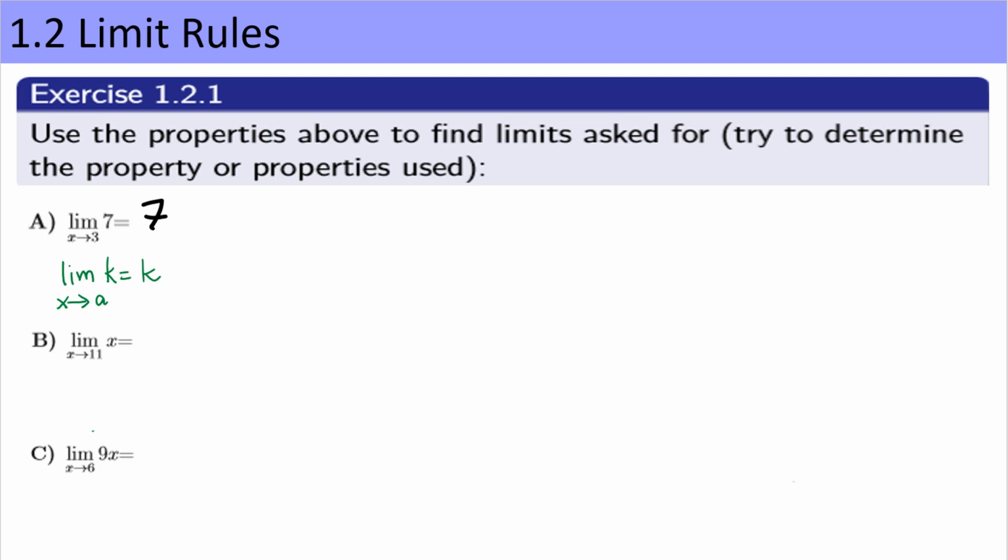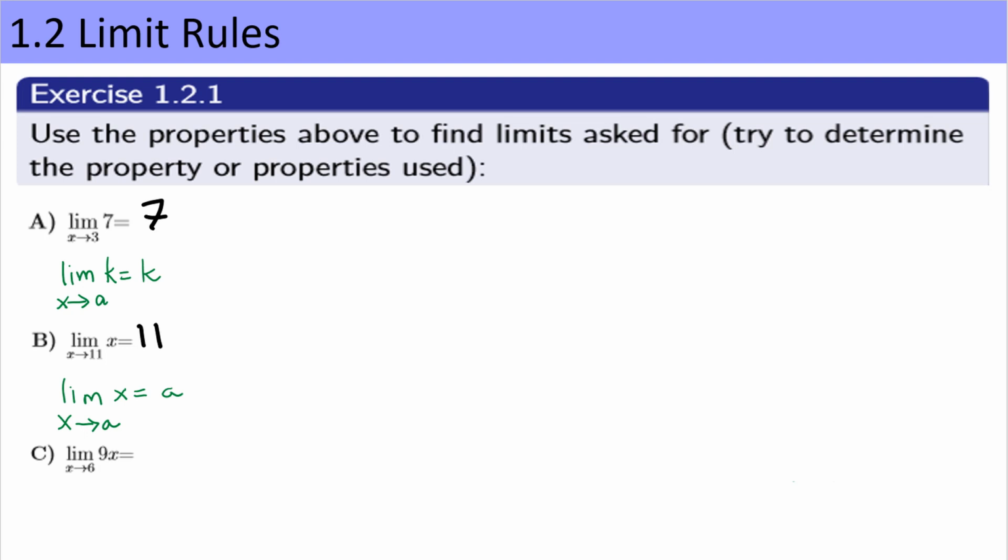Let's look at part B. Find the limit as x approaches 11 of x. This one uses the property that says the limit as x approaches a of x equals a. So now the a that matches up with our problem is 11. The function is x, so the limit as x approaches 11 of x is 11.